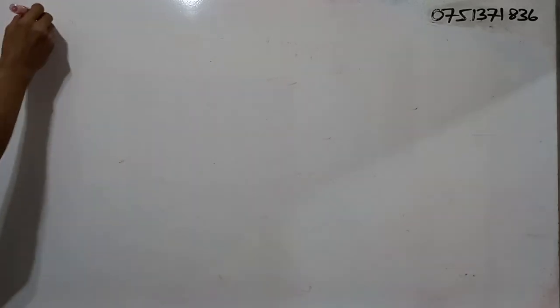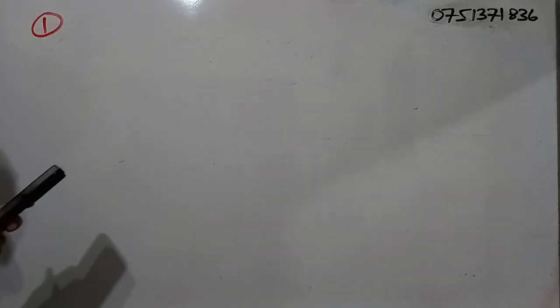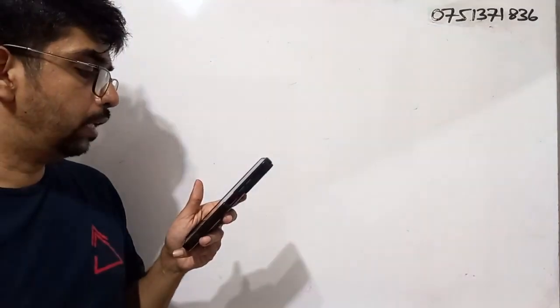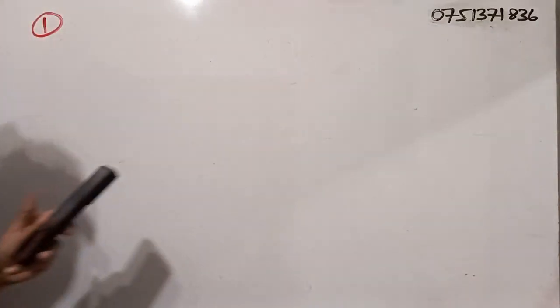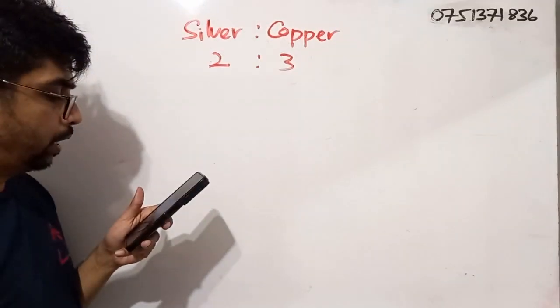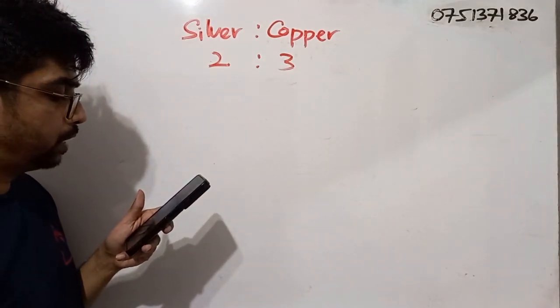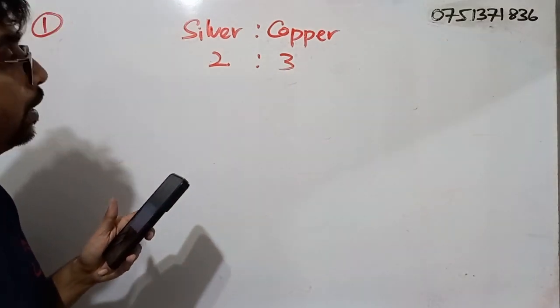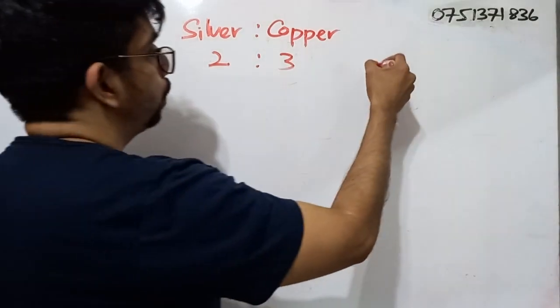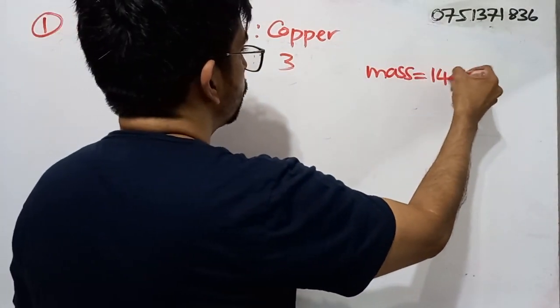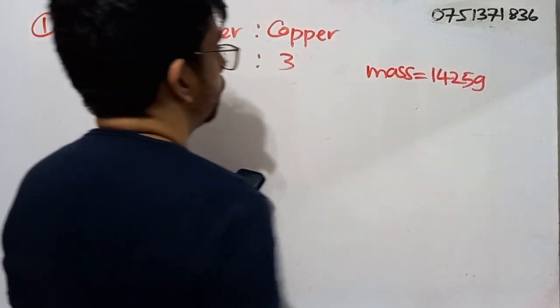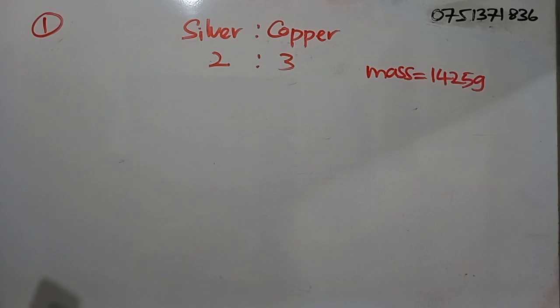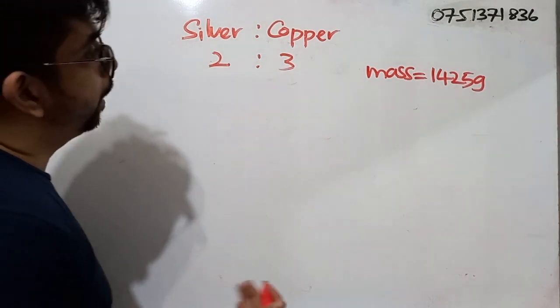Okay, miscellaneous questions under that. Question number 1. Silver and copper were mixed in the ratio 2 to 3 to make a statue. If the mass of the statue is 1425 grams, so the total mass is what? 1425 grams. Find the mass of silver in the statue. Okay. So they are asking about the mass of silver.